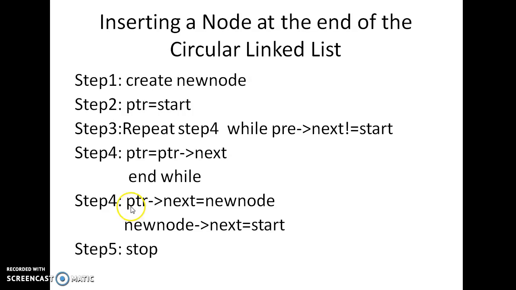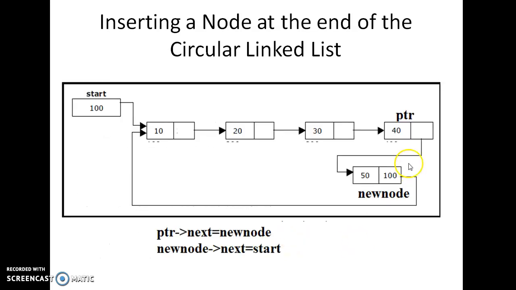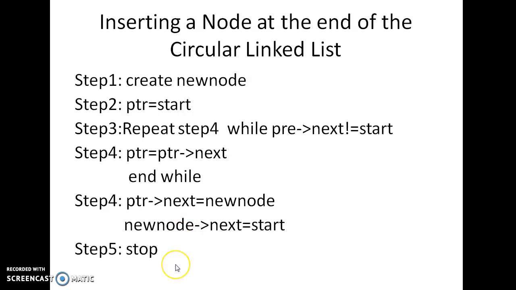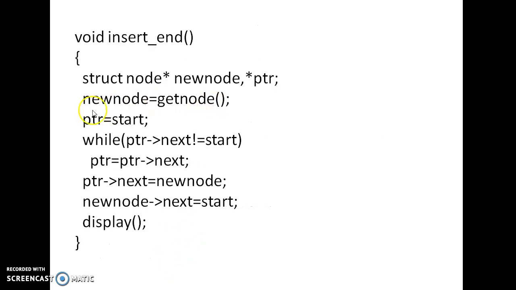What are the activities that we are doing? Pointer of next is pointing to the new node and the new node of next is pointing to the start. The two steps we are writing here. And we'll see the code for this particular thing.